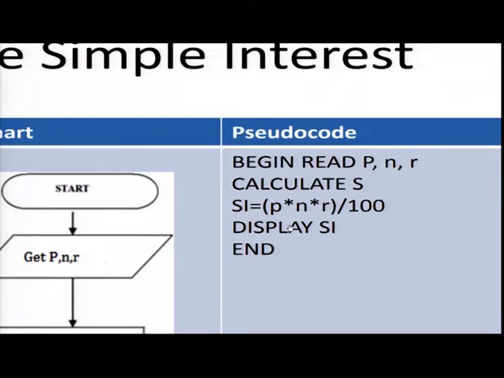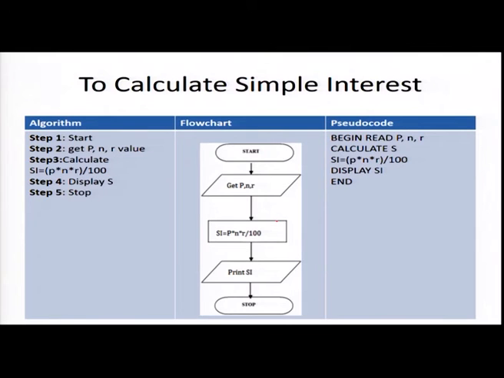Now let us see how to write the pseudocode. You are beginning, then you are reading P, N and R. My dear viewers, you can put this read P comma N comma R in the second line also. So begin, you are reading the value of P, N and R. You are calculating SI. SI equal to P into N into R whole divided by 100. So you are displaying SI, then end. So this is how a simple interest is being calculated.